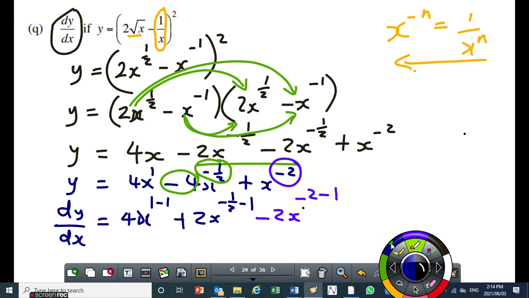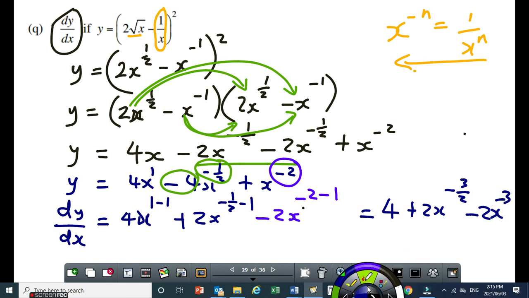Alright, then the final answer. The final answer is going to be x to the power of 0, that's a 1, so you get 4. Then minus a half minus 1, that's minus 3 over 2, so you get plus 2x to the power of minus 3 over 2, minus 2x to the power of minus 2. Like that. So that will be the final answer.